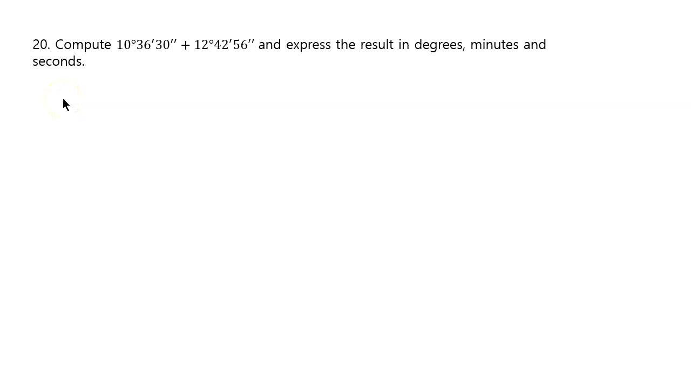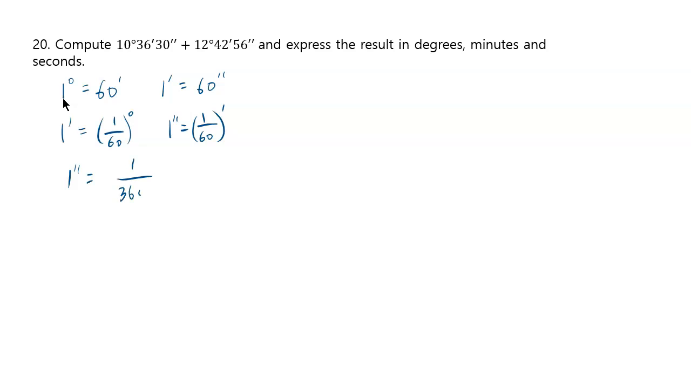This question is about degrees, minutes, and seconds. You have to know that 1 degree is equal to 60 minutes, and 1 minute is the same as 60 seconds. Another way to say it would be 1 minute is 1/60th of a degree, and 1 second is 1/60th of a minute. Now, combining these two, you can also say that 1 second is 1 over 3,600 degrees.